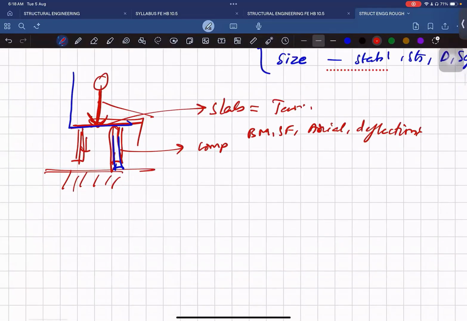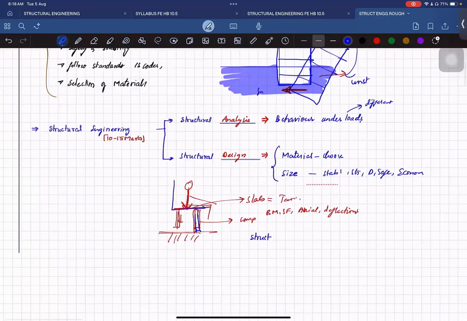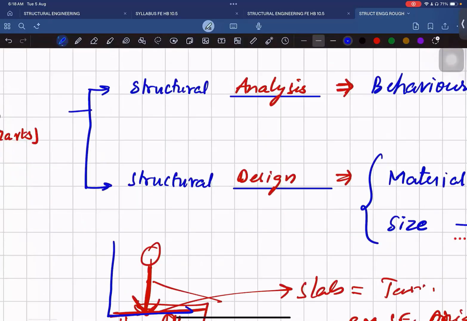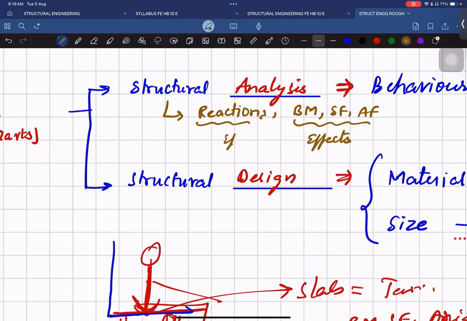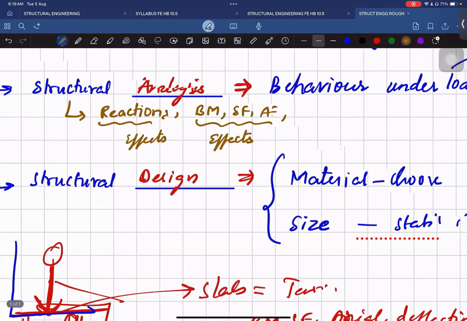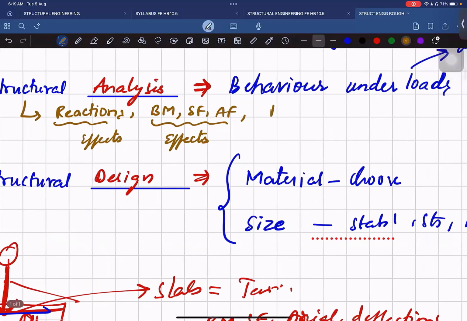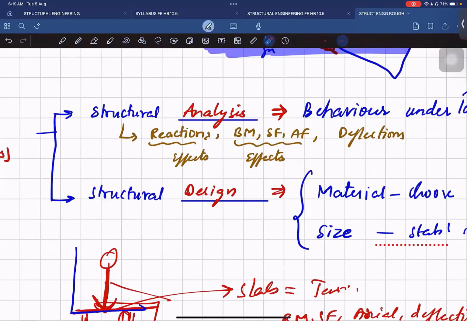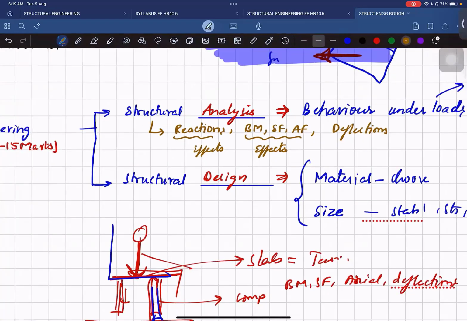So in structural analysis, we'll study things like, number one, first finding the reactions, and then the bending moment, shear force, and axial force. All these are the effects of the load. Even the reaction is an effect of the load, and even the deflections are effects of the load. So under structural analysis, in the FE course, we're going to study the deflections, the bending moment, shear force, and so on, and we're going to study the reactions. This is one set of topics we're going to study.